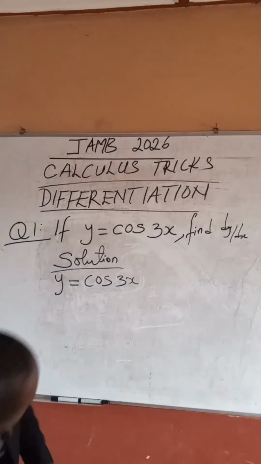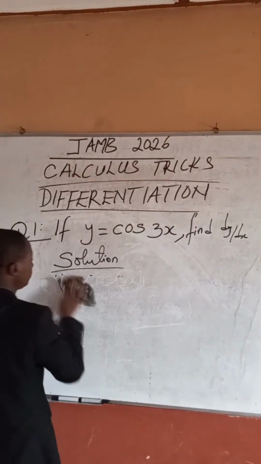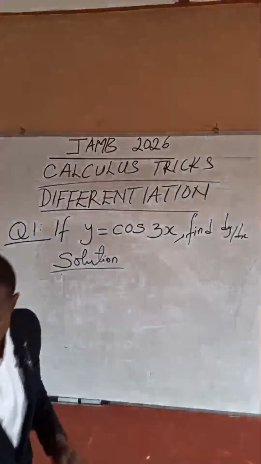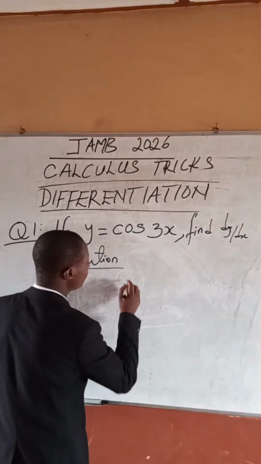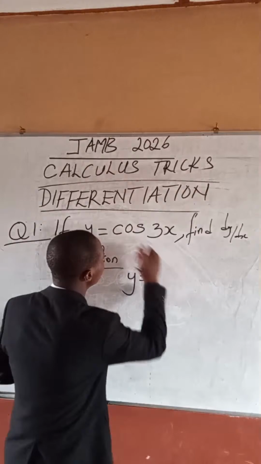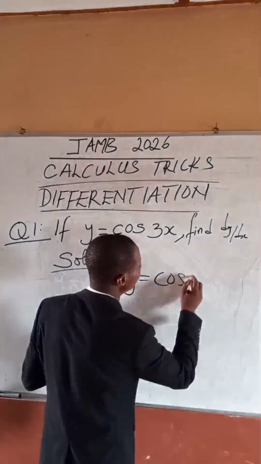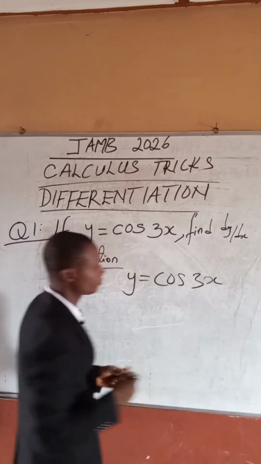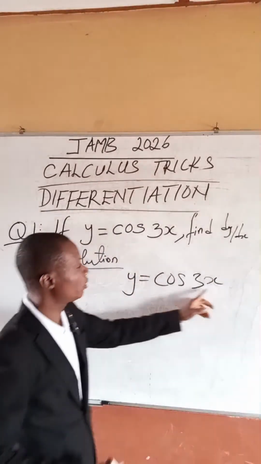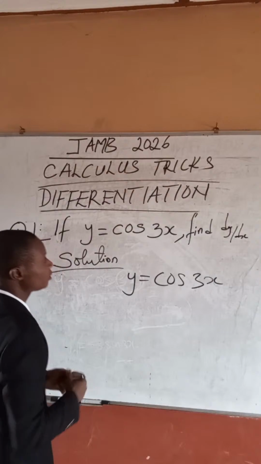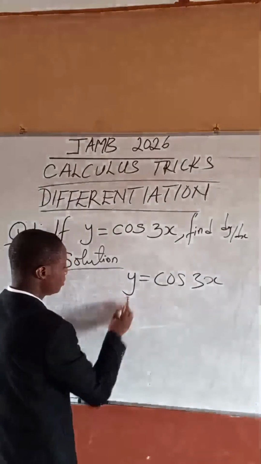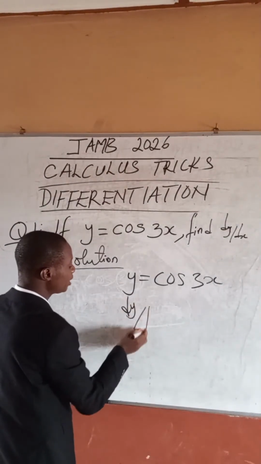So we are giving y equals to the cosine of 3x. Y equals the cosine of 3x. And we have to find dy dx. So how can we find dy dx?